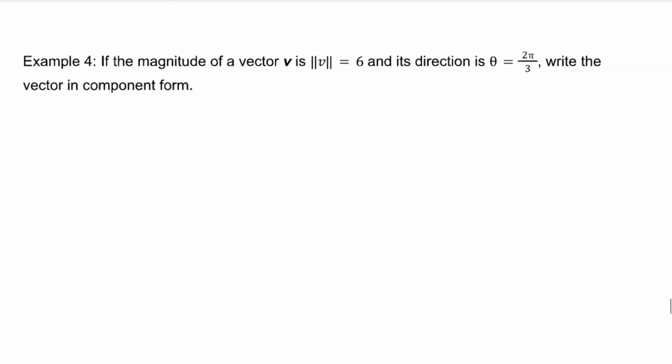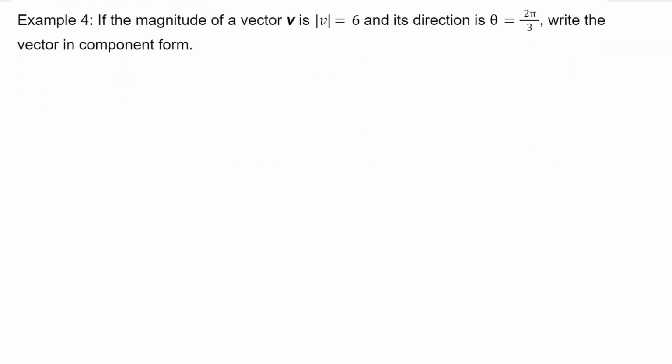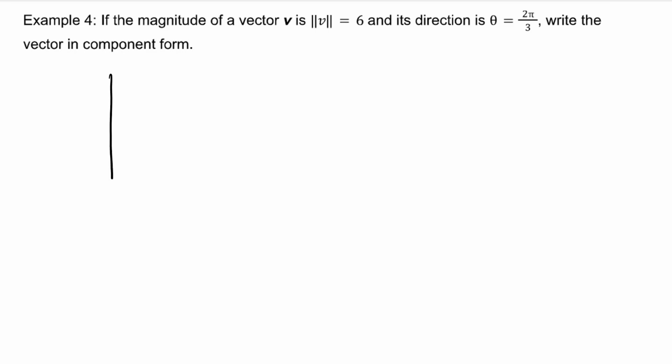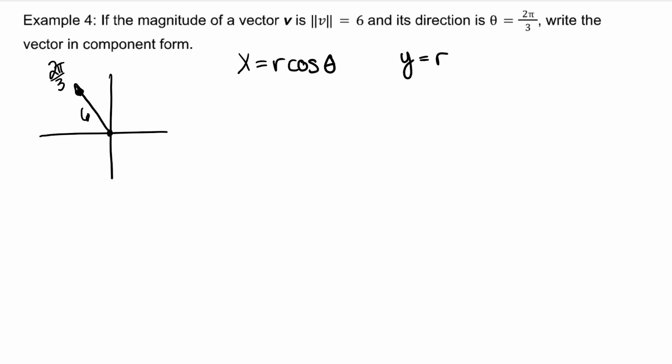For example 4, if the magnitude of a vector is 6 and its direction is 2 pi thirds, write the vector in component form. I'm going to graph that real quick. So our angle is 2 pi thirds, and the length from the initial point to the terminal point is 6. Could consider 6 as our radius and 2 pi thirds as our angle. Remember, we have some relationships between x and r cosine theta, as well as y with r sine theta. As we said before, r is the same as our magnitude.